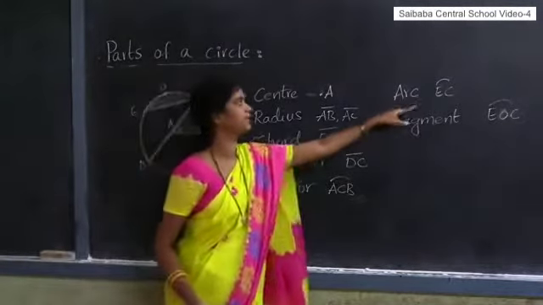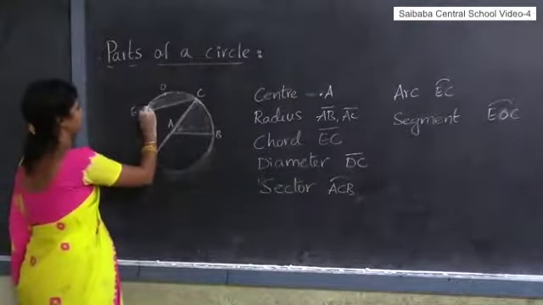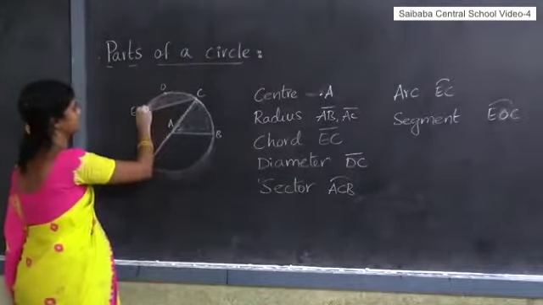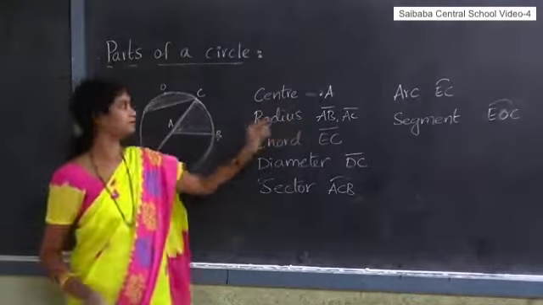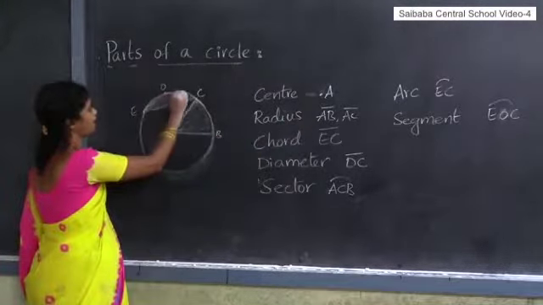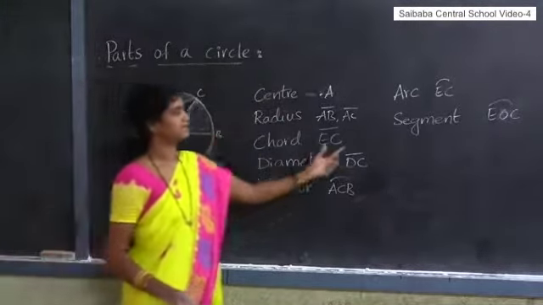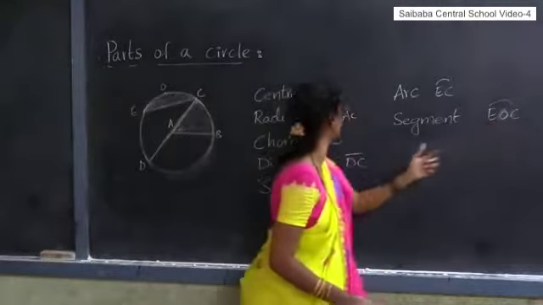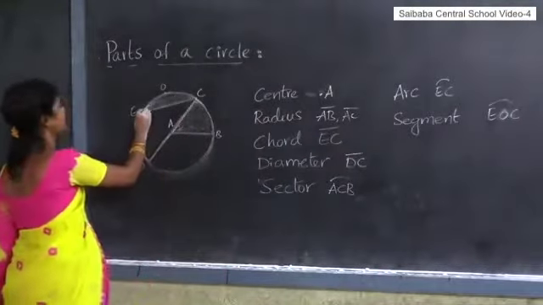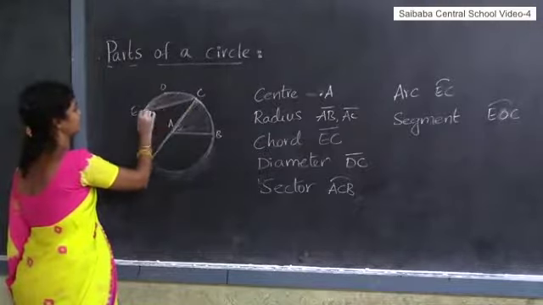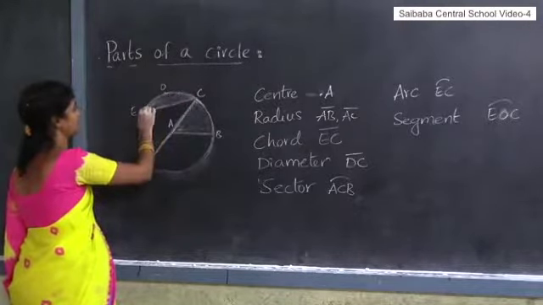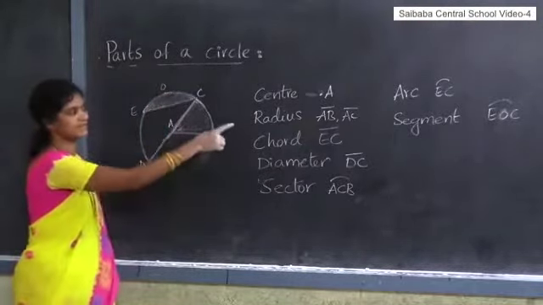Next, arc EC. Just a part of the circle is called the arc. So EC we can call an arc. The segment is EOC. And this area, this full area, is called the segment.